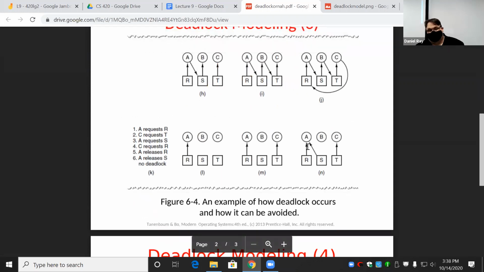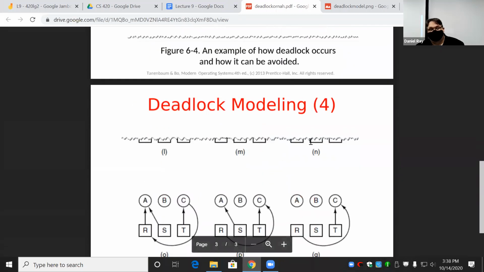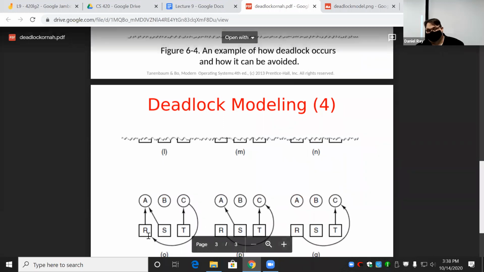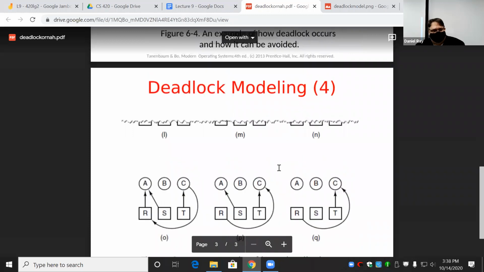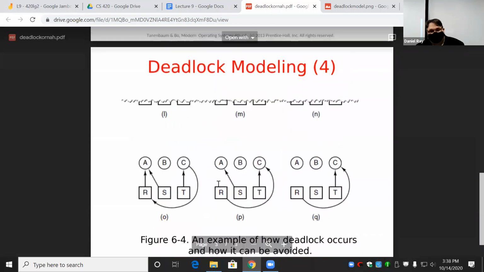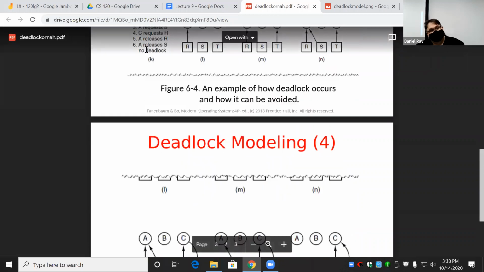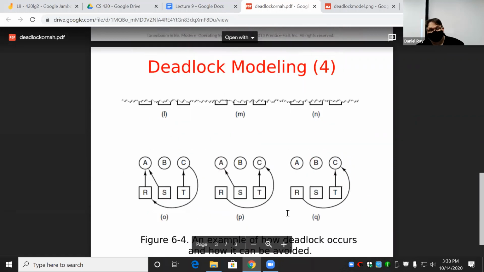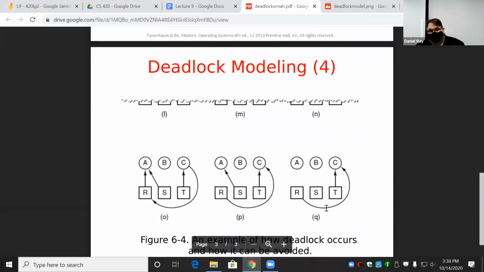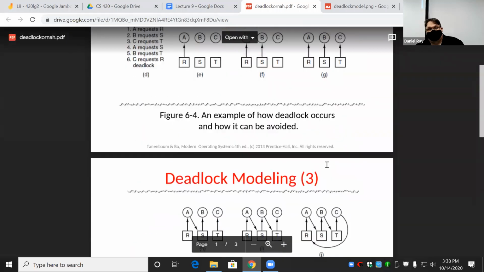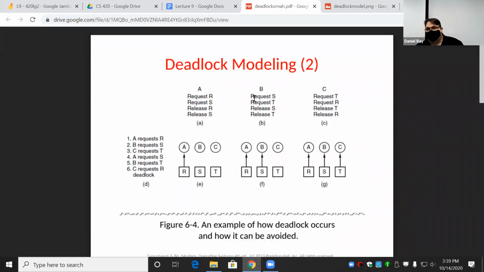A requests S and gets it, okay? Because S has not been requested by anybody. C requests R and blocks, okay? All right, then A releases R, okay? And then C gets it, okay? Because it became available. A releases S, okay? C releases, then it doesn't matter in what order it happens, okay? Because all that's left is for C to release and B runs in its entirety. Okay, does that make sense?